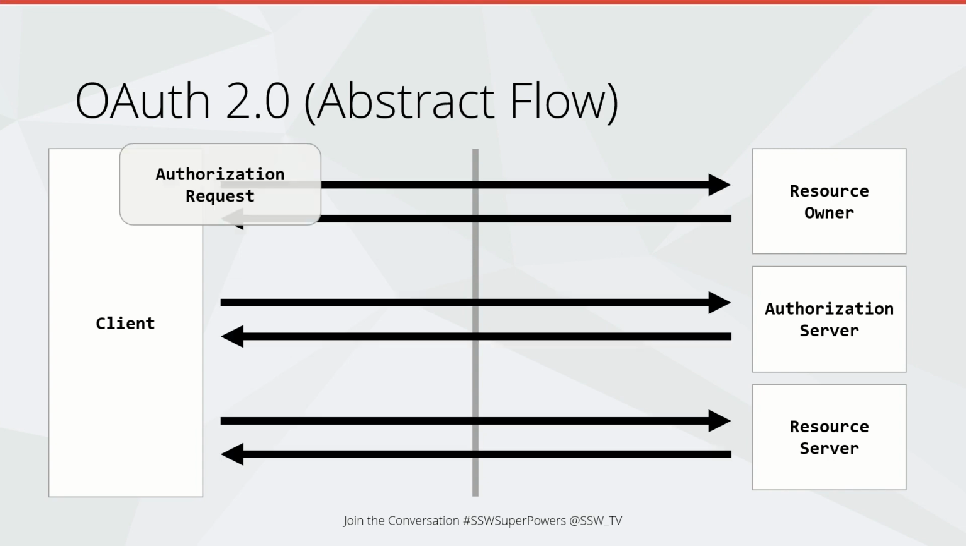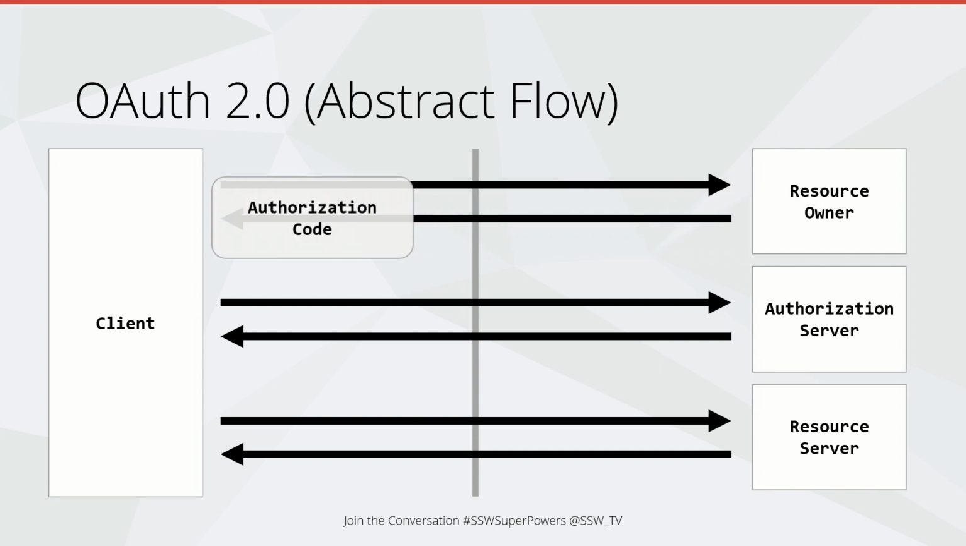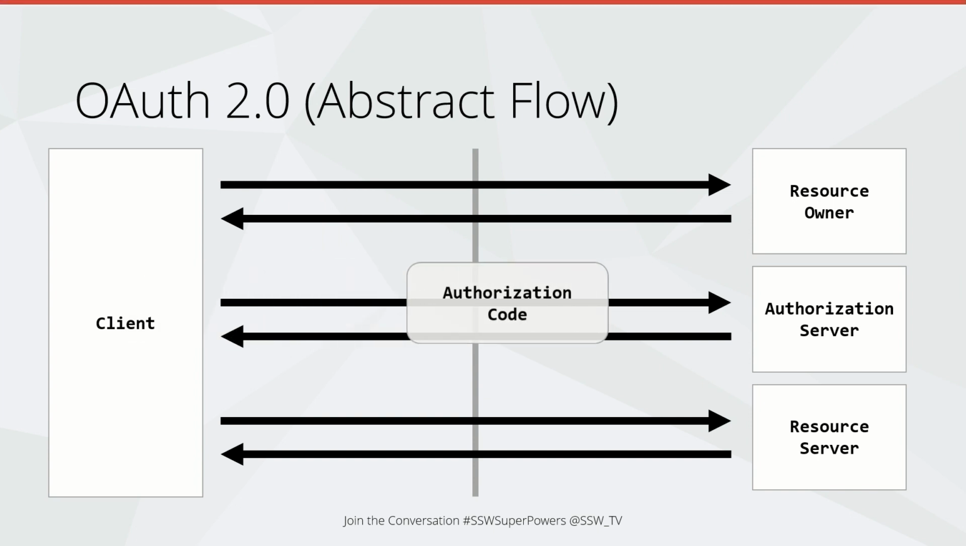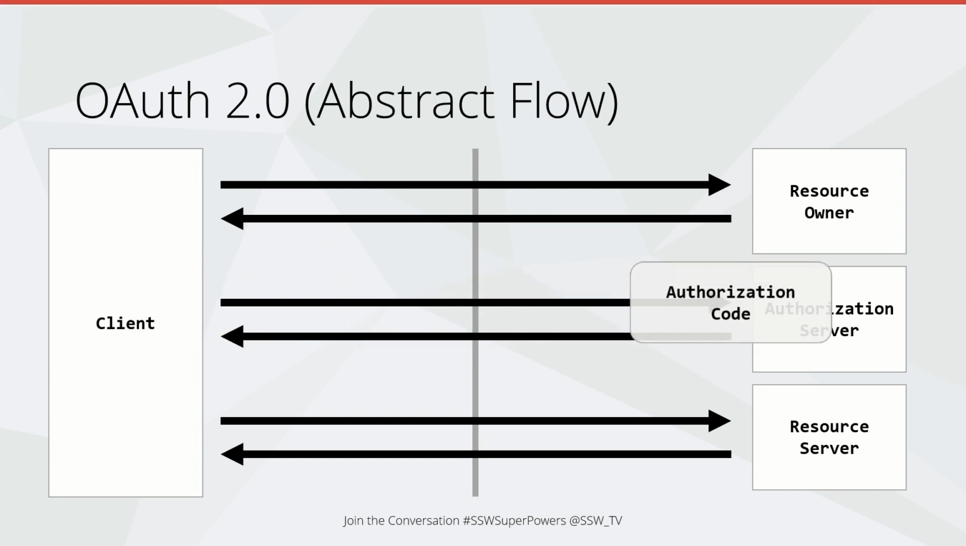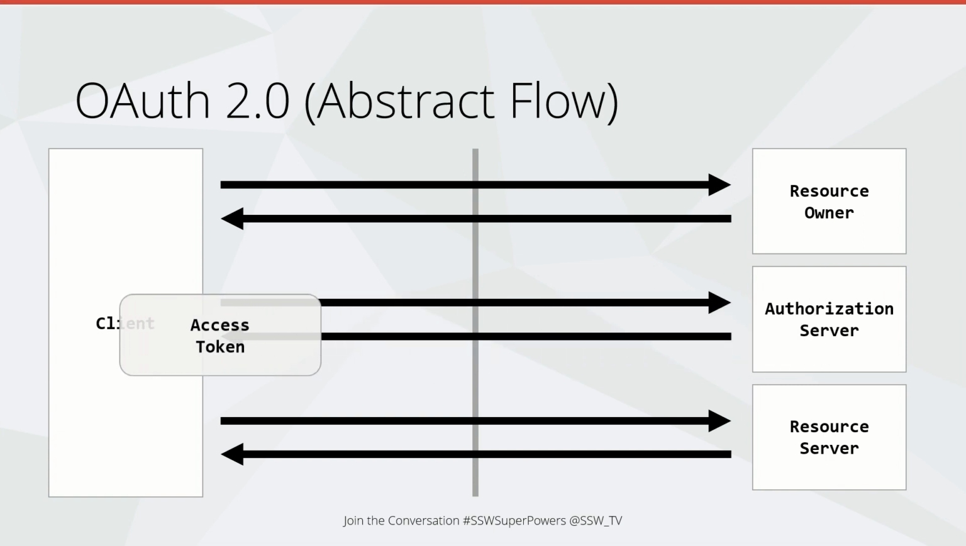So the basic flow looks like this. The client makes an authorization request, and that gets sent to the resource owner. The resource owner may need to log in, and if they then accept that request, it responds with an authorization code. Following that, the client can use the authorization code to send that authorization to the authorization server, which will respond with an access token. So that completes the authentication process as far as the abstract flow is concerned.